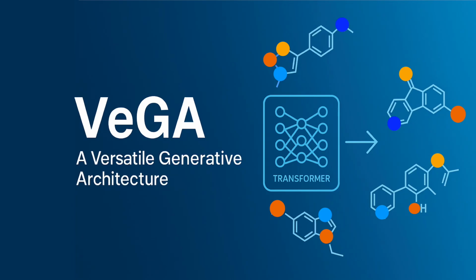Hi everyone, today we're going to explore a new generative chemistry tool called VeGA, short for Versatile Generative Architecture. It's a lightweight transformer model designed to create novel bioactive molecules. Let's see how it works, what makes it unique, and how we can use it in drug discovery projects.